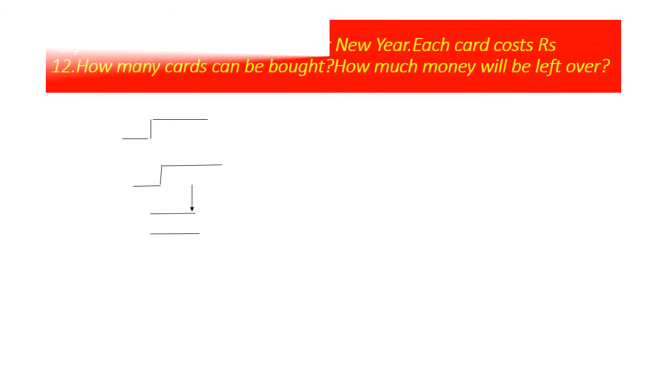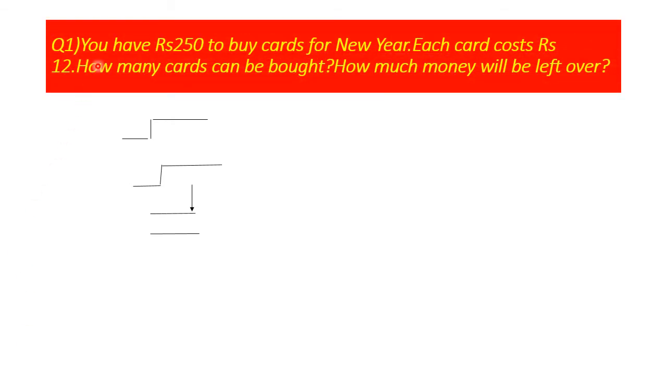Now children, the first question which I have taken for you is this. You have rupees 250 with you to buy cards for New Year. Each card costs rupees 12. How many cards can be bought and how much money will be left over? So children, in this question we have two things which we already know. The amount of money which you have with you is 250 and the cost of one card is rupees 12. With the help of these two pieces of information we can find out how many cards can be bought.